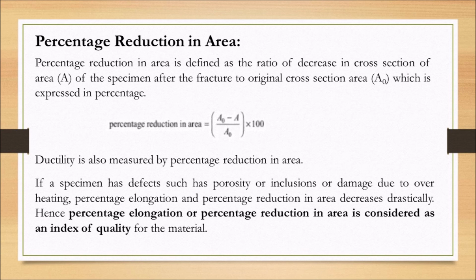If the specimen has defects such as porosity, inclusions, or any damage due to overheating during the heat treatment process, then the percentage elongation or percentage reduction in area will decrease drastically. Hence, these two parameters, percentage elongation and percentage reduction in area, are considered as an index of quality of the material. That is all, guys, on the stress strain curve and its importance.